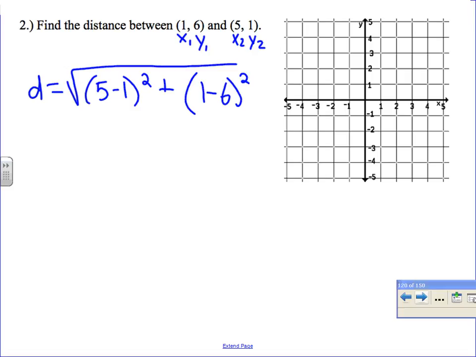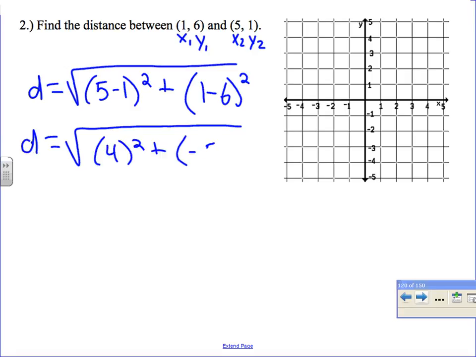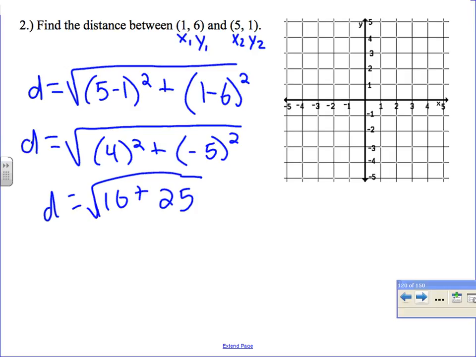Then you with me? Okay. So subtract next and then square them. And again, eventually you can skip some steps. 5 minus 1 is 4, so we have 4 squared plus 1 minus 6 is negative 5. Keep the negative inside parentheses. If a number is positive, I technically do not need to leave the parentheses there, but I'm going to. Distance is equal to, we have 16 plus positive 25, all in the square root symbol. Negative times a negative is a positive. That's why negative 5 squared is positive 25. We get distance equals square root of 41.